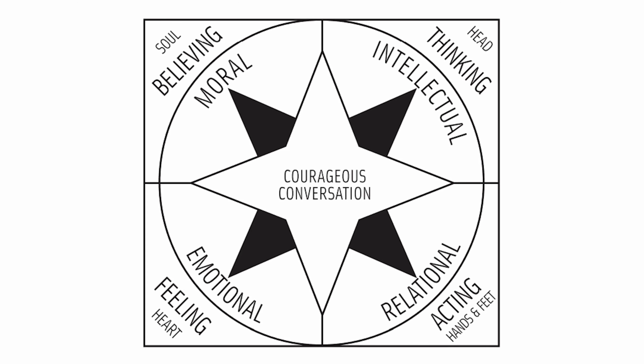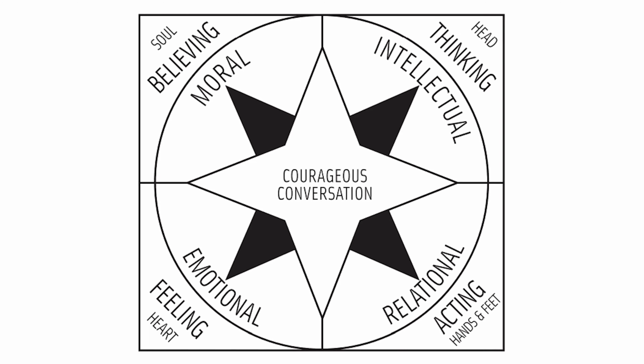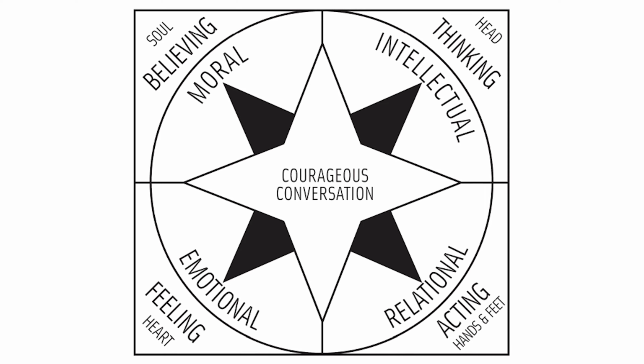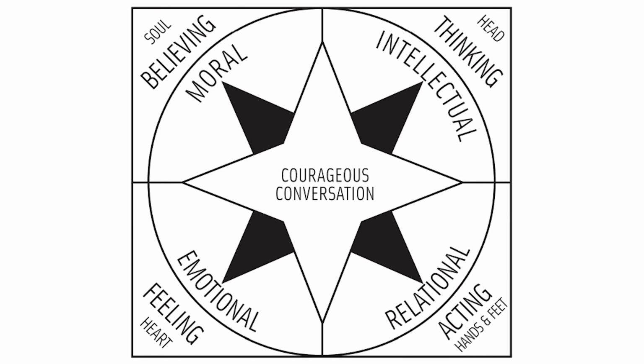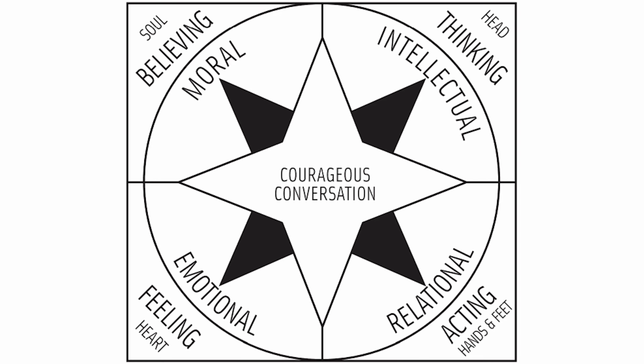Next, I would introduce the Courageous Conversation Compass and allow students to process their emotions and determine what quadrant of the compass they are in. Are they in the feeling, thinking, believing, or acting stages? How does this art piece make you feel? Are there any beliefs that you hold that are connected to this art piece? What does this art piece make you think about?